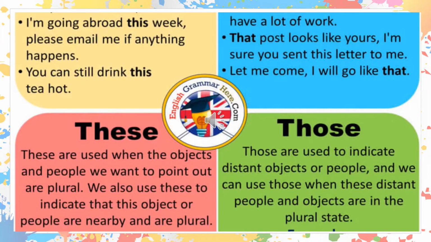These are used when the objects and people we want to point out are plural, more than one. We also use these to indicate that these objects or people are nearby, and plural. And those we use to indicate distant objects or people. We can use those when these distant people and objects are plural, not singular. When they are plural, only then do we use these and those. When singular, we use this and that.